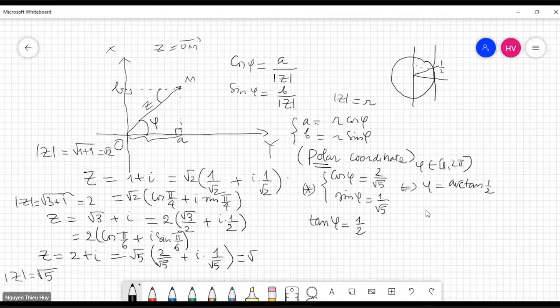And in this case you have square root of 5 times cos of arctan 1/2, plus i sine of arctan 1/2. Good. Or even if you don't like to write it this way, you can write square root of 5 times cos phi plus i sine phi with phi satisfying the star.